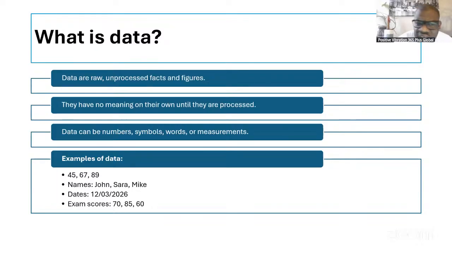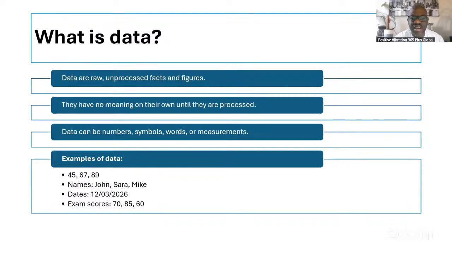Similarly with 45, 67, 89. What are those? We don't know. We don't know if that's referring to the number of cars, the number of homes, the number of students attending a school, the number of students doing CSEC IT. We have absolutely no clue. And that in itself makes it data.